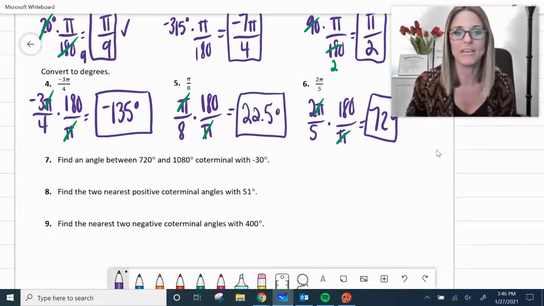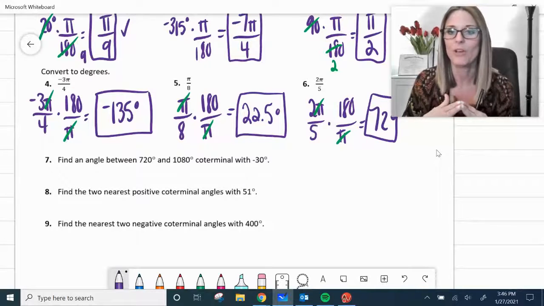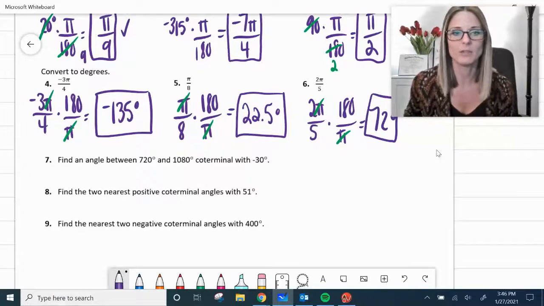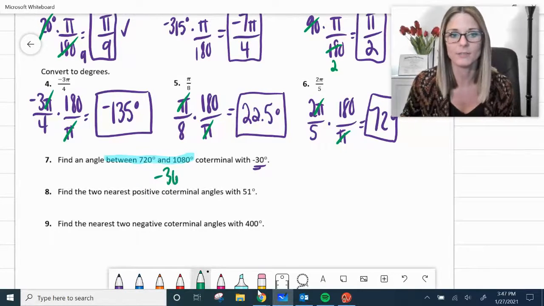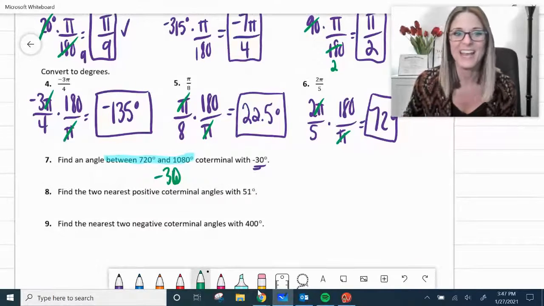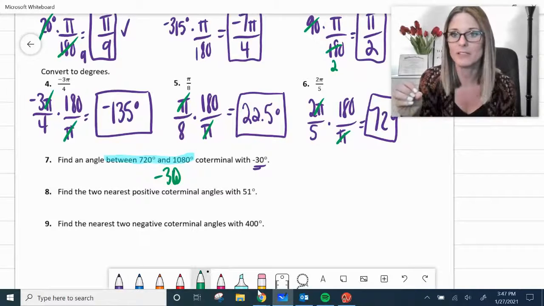Number 7, find an angle between 720 degrees and 1080 degrees that is coterminal with negative 30. A lot of students read this question and they're like, wait, what? All it's saying is find something between these numbers that's coterminal with negative 30. Earlier we were talking about coterminal angles, and it said just add or subtract 360. So take negative 30, and we want it to be between 720 and 1080, so a positive number.